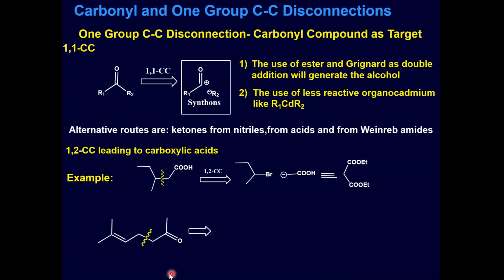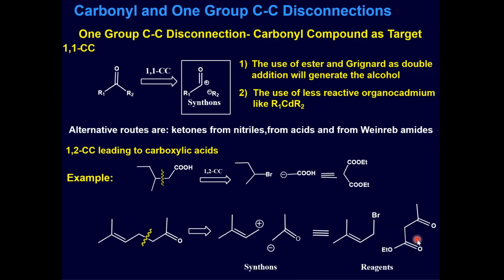Another example, 1,2 disconnection I do. One part is the acceptor synthon, another part is the donor synthon. To get this acceptor synthon, I will add an electron withdrawing group, an alpha beta unsaturated halide, and ethyl acetoacetate. It abstracts the proton in the presence of a base, and the carbanion attacks on this positive center. Br gets kicked off. I'll get this molecule.